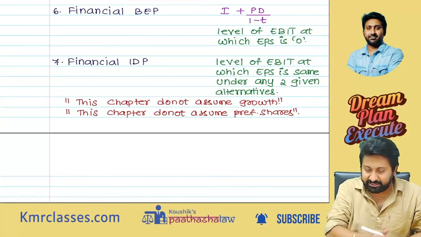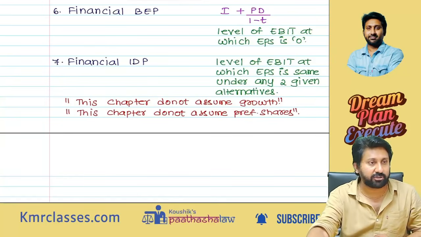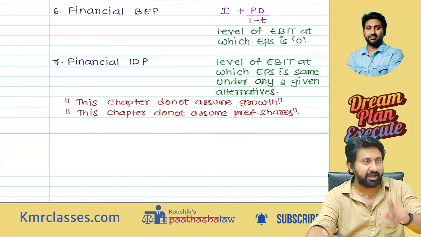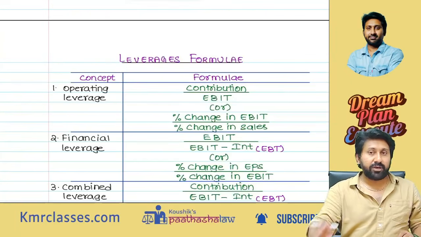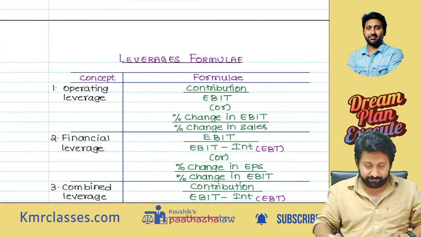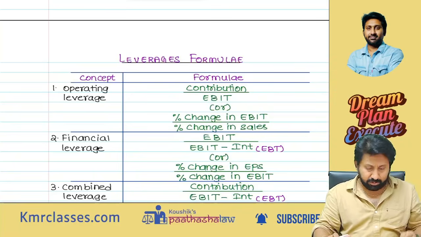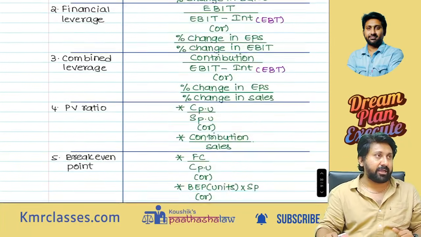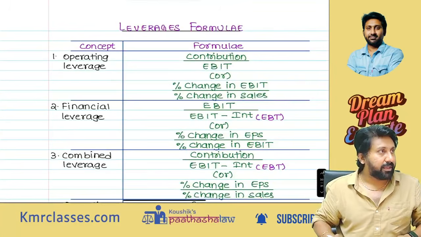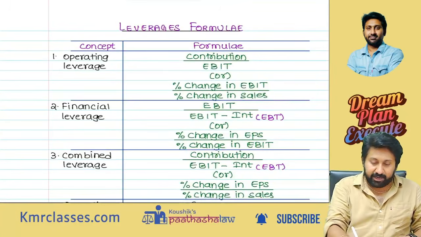Okay. Next, this chapter does not assume growth. This chapter does not assume preference shares. Completed. Next chapter. The next chapter is leverages. In leverages also, there are around 7 formulas again. Okay, let us see. First, operating leverage.